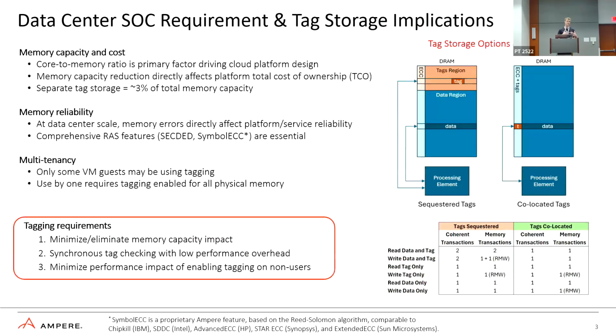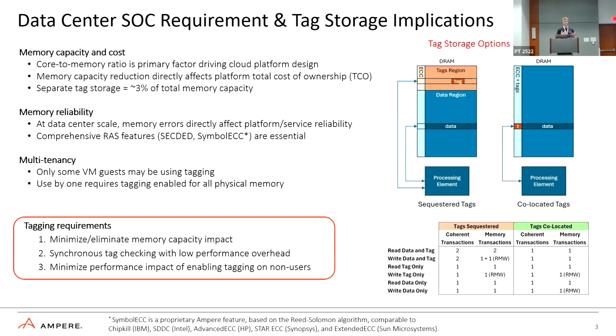Ampere is focused on data center SoCs, cloud machines. So those have unique capabilities and also unique requirements compared to a client system. First of all, memory capacity and cost is probably the most important factor driving the design of cloud platforms. Any reduction in memory capacity directly affects the total cost of ownership of that system. And if you want to carve out a chunk of your DRAM to store your tags, that's going to be about 3% of your DRAM. If you have terabytes of DRAM installed in your system, that's expensive.